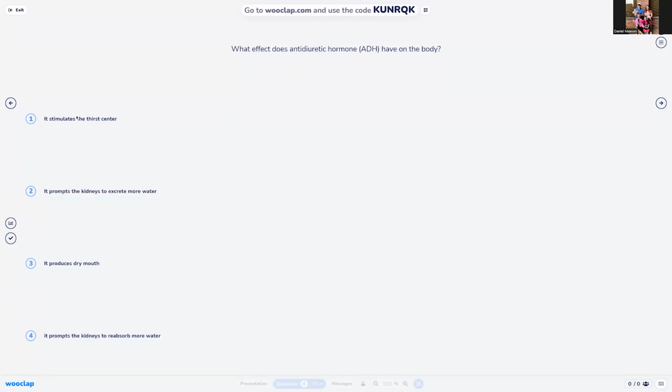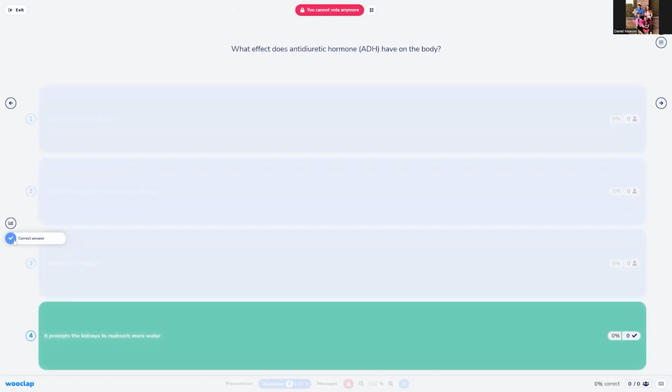Well, it's trying to get rid of water. So, does it stimulate the thirst center, prompt the kidneys to excrete more water, produce dry mouth, or prompt the kidneys to reabsorb more water? What do you think? And you guys were thinking number 4.